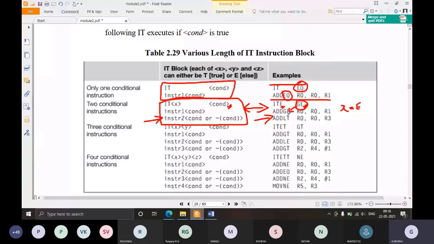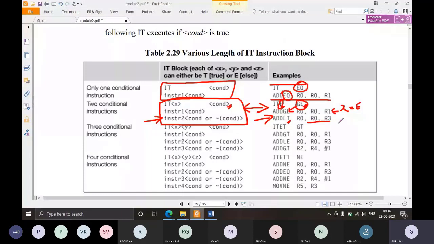So the first statement is executed if the condition is true, that is greater than or equal. Else, what should happen? Since you have written E, the X value is E, so the second statement will be executed if this condition is false. That is, if it is not greater than or equal to, that is, if it is less than, LT. Then the second statement will be executed.